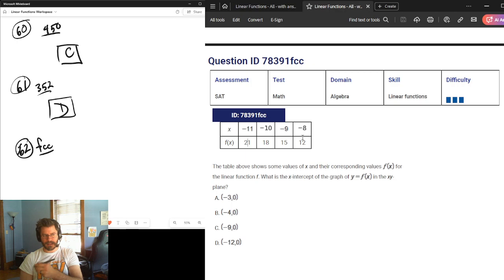You could count it up like that, or you could create the expression. When x goes up by 1, it's increasing by or decreasing by 3. So y equals negative 3x plus b. We don't know what the y-intercept is.